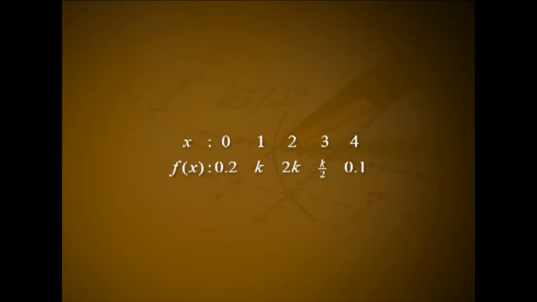3. Given a discrete random variable x with probability distribution as the values of x 0, 1, 2, 3 and 4, corresponding f of x values 0.2, k, 2k, k by 2 and 0.1. Number 1, find the value of k. Number 2, find p of 1 less than or equal to x less than or equal to 3.